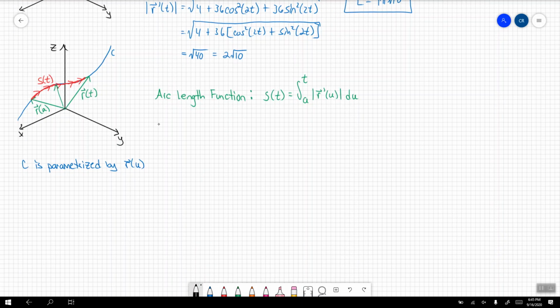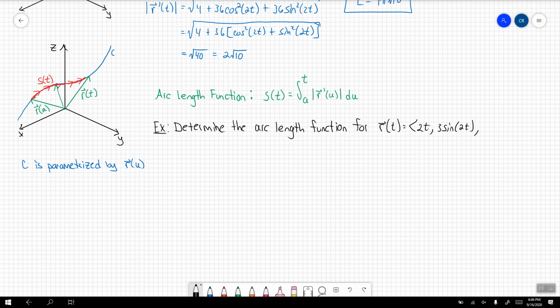So in this example that we're going to work here, this is going to say: determine the arc length function for r of t, which is the same function that we were working with before, r of t equals ⟨2t, 3 sine of 2t, 3 cosine of 2t⟩. Okay, so we want, again, this arc length function.